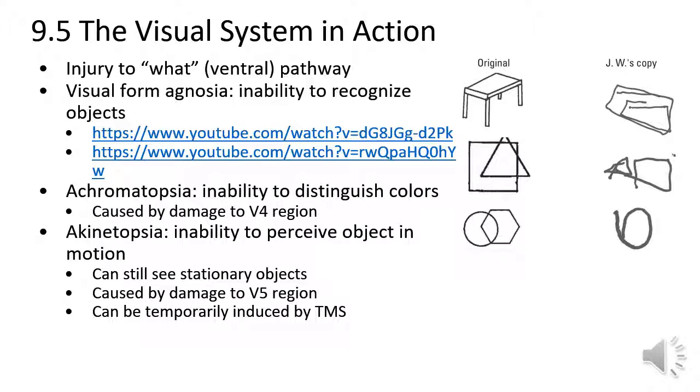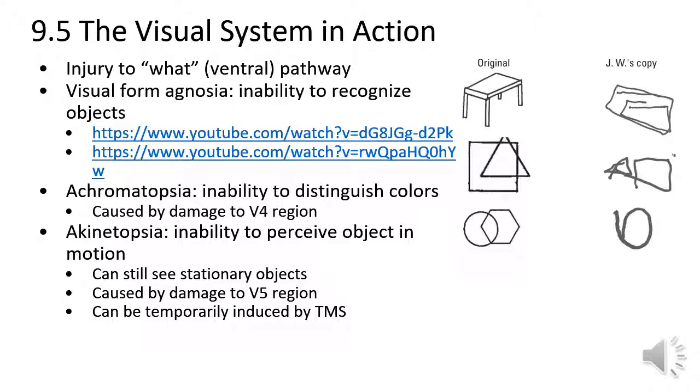Visual form agnosia means the inability to recognize visual form. There are some YouTube videos you can watch of patients who have visual form agnosia, but on the right is also an example of what somebody with visual form agnosia might draw in trying to replicate the drawing on the left. So really just not able to process visual form very well at all. Achromatopsia is the inability to distinguish color, and this is damage to the V4 region, so kind of the extrastriate cortex.